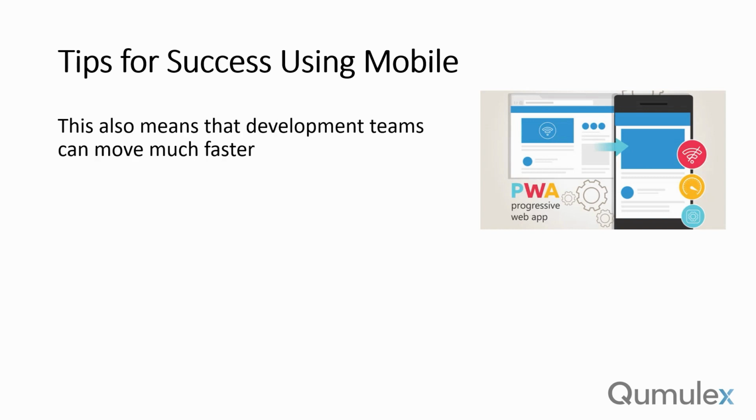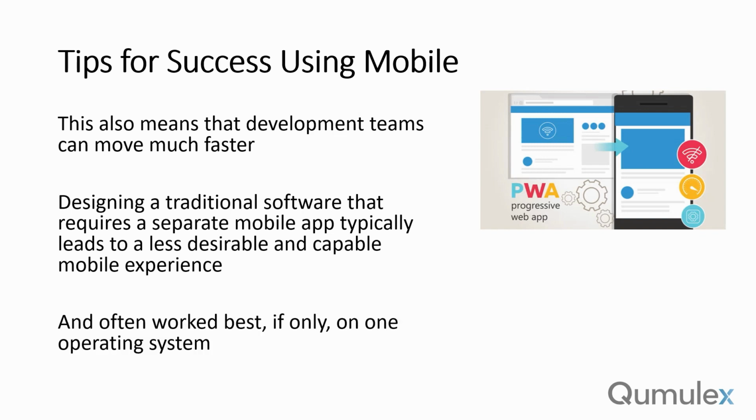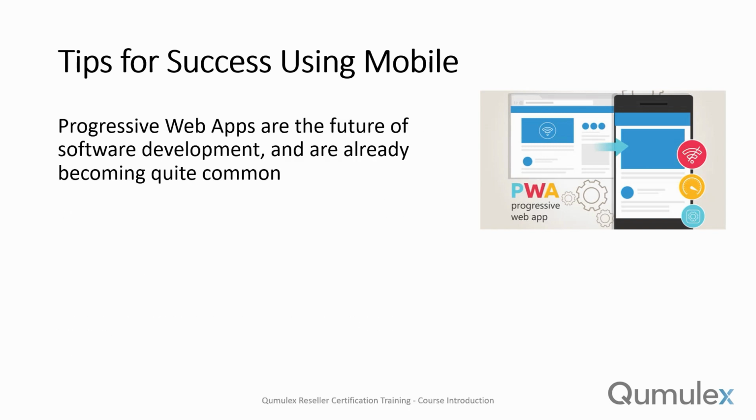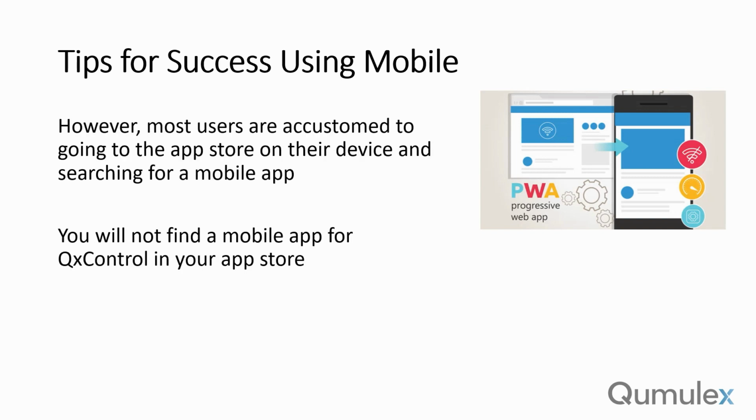This also means that our development teams can move a lot faster. In the past, a traditional approach was that you had to create a piece of software individually for a Mac environment, for a Windows environment, as well as the different mobile options. And in this case, we can build one app that works on all. We believe that progressive web apps are the future of software development, and they're already becoming quite common. And of course, QxControl has been built using all of the modern methods and technology in terms of building software, so we have also taken this approach.